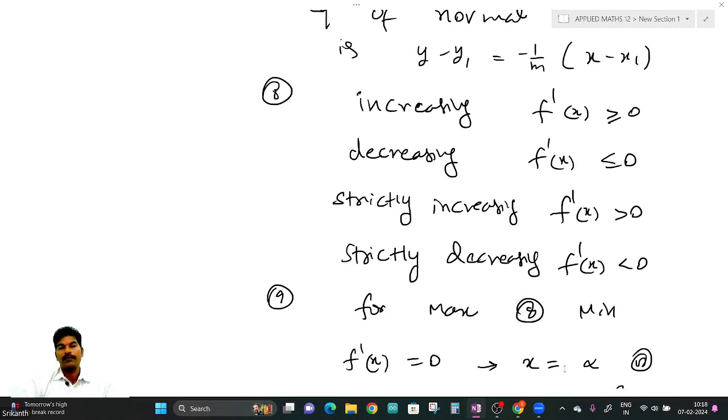A function is said to be increasing, or you are asked to calculate the domain for the increasing interval of the particular given function. What you have to do is f dash x greater than or equal to 0. For decreasing intervals, you have to do f dash x less than or equal to 0. Moreover, there is one more terminology, strictly increasing. That means you have to do f dash x greater than 0. And for strictly decreasing, you have to do f dash x less than 0.